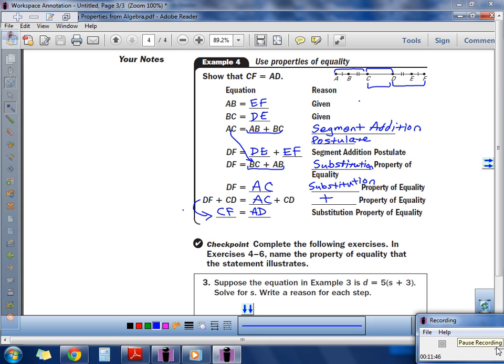Once again, we look at these statements and compare it to the picture. They say DF plus CD, and we can see that DF plus CD is the same as AC plus CD. Yes, that's true. But how long is DF plus CD? The total length is CF. That's where it comes from. And how long is this total length from A to D? When we put them together, it is AD.